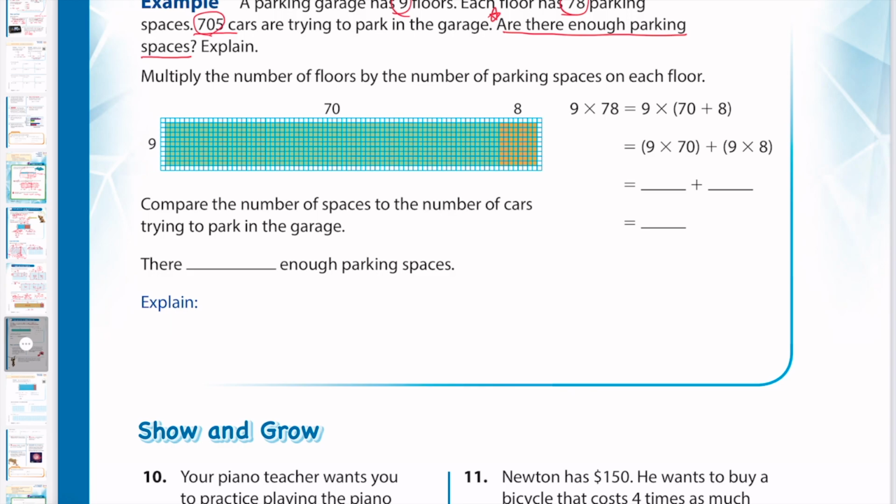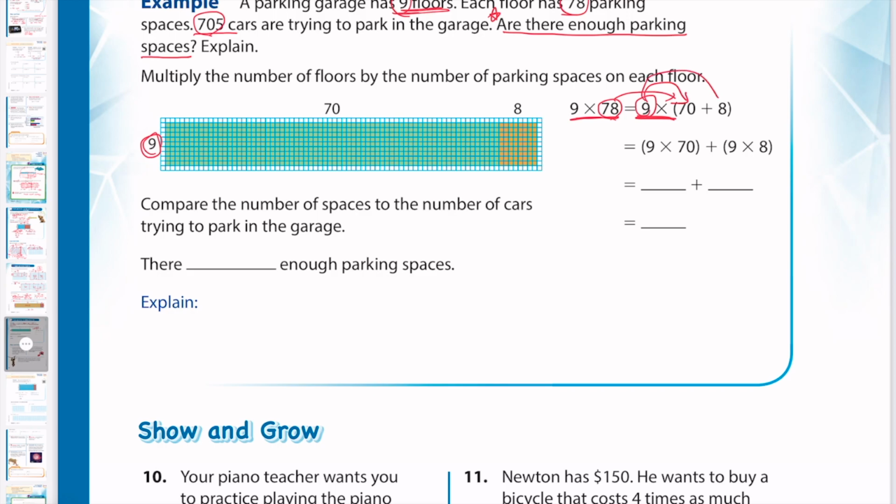Now multiply the number of floors by the number of parking spaces on each floor. The building has 9 floors, and each floor has 78 parking spaces. So now we are going to break apart this 78 into 70 plus 8. Now, after that, what are you going to do?